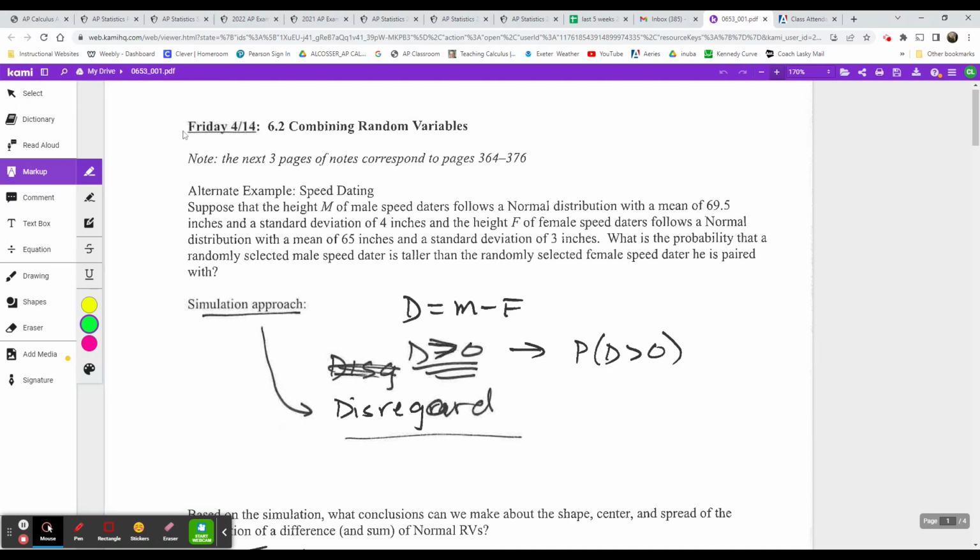So I'm going to go over this real quick. This is what we did on Friday. If you guys remember right, don't worry about this simulation approach. It was something we used to do, and since we don't have the new book yet, we're not worrying about it anymore.